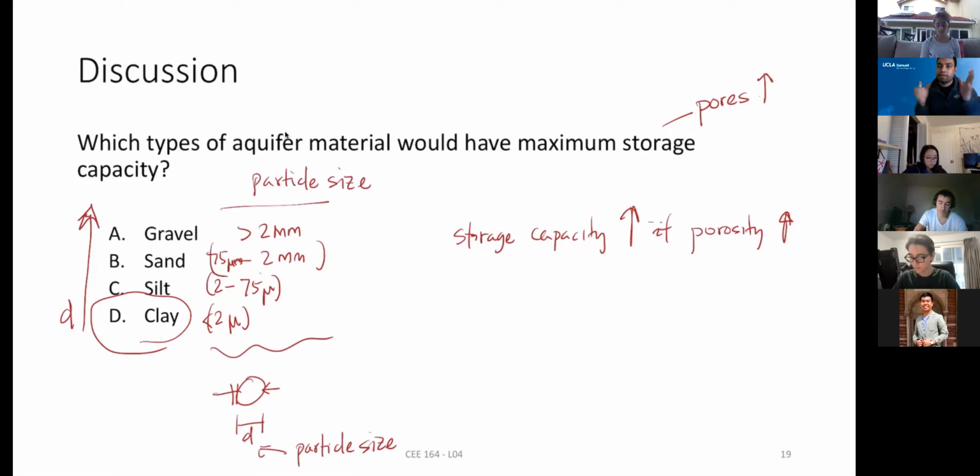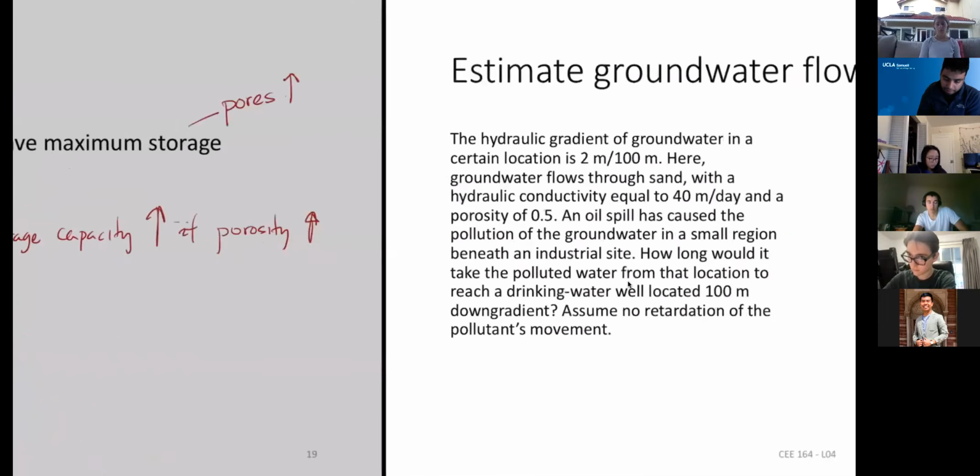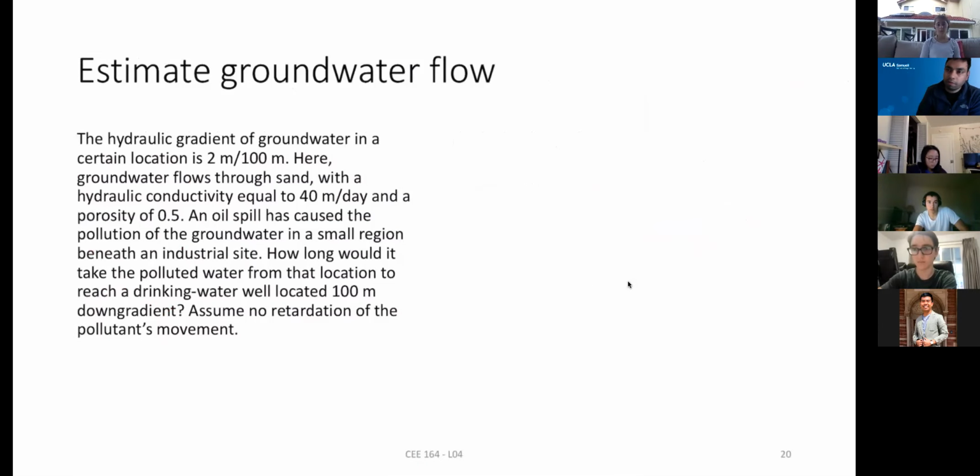As the particle size gets smaller and smaller, the pore size in between particles also decreases. So if I ask you the same question, which one has the highest hydraulic conductivity, you will say obviously gravel, because the size is big, so the pore size is also going to be bigger, or the pore space between particles is going to be bigger. All right, so now that we have learned Darcy's law and all that, let's try to solve these questions.